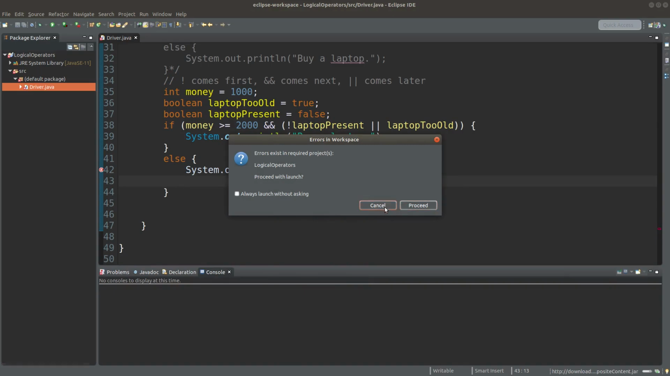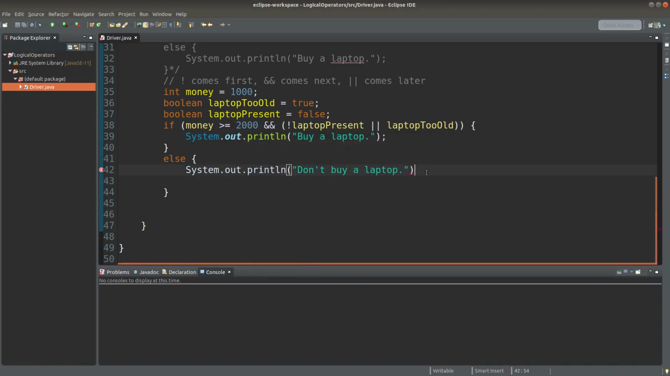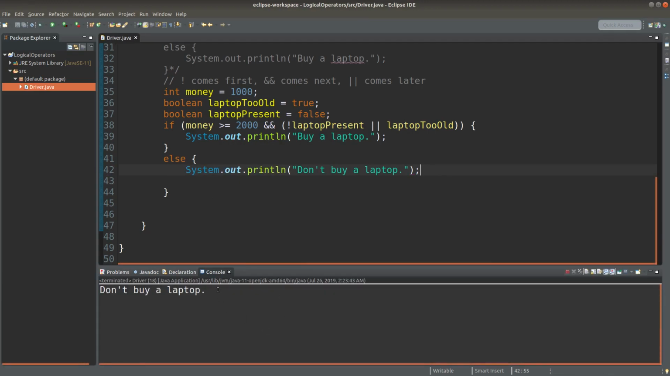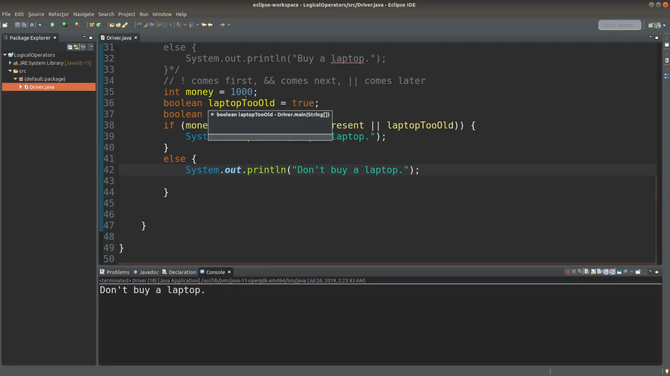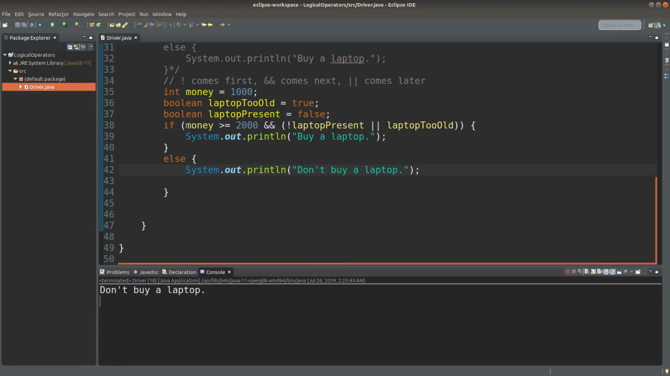So let me check the condition. Oh, I forgot the semicolon at the end. So let me run it. Well, I don't buy a laptop. Why? Let us see the situation. I don't have enough money, so I can't buy the laptop, even though this part is satisfied. Why is this part satisfied?